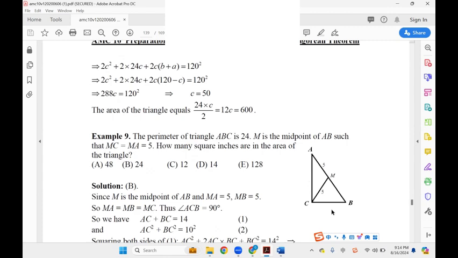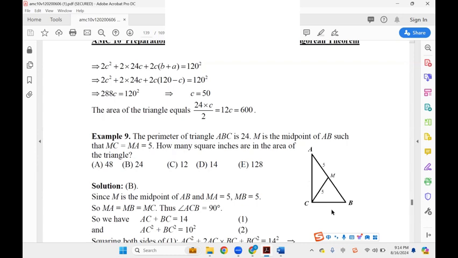Let's say this side is A, this side is B, this side is C. The perimeter of the triangle would be, right? And then he said the middle point, M. If this is a middle point, which means MA is equal to MB, right? And it's also equal to MC. Remember we just talked about: if M is a middle point and this side is equal to these two sides, which means this is 90 degrees. So that's the theorem we got.